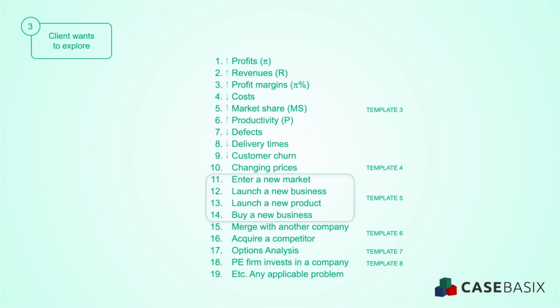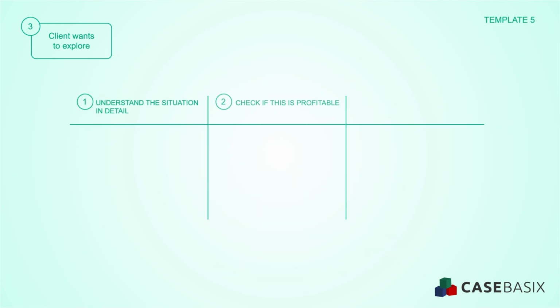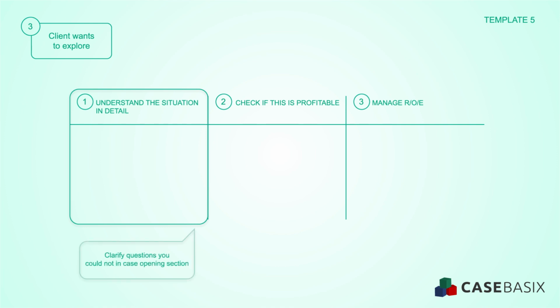The third is branching out to something new, for example, launching a new product, launching a new business, entering a new market, etc. This category involves understanding the situation in detail. We highly recommend spending an adequate time up front to get a deep enough understanding of the product, its uses, advantage, features, etc., or a new business, what makes it attractive, etc.